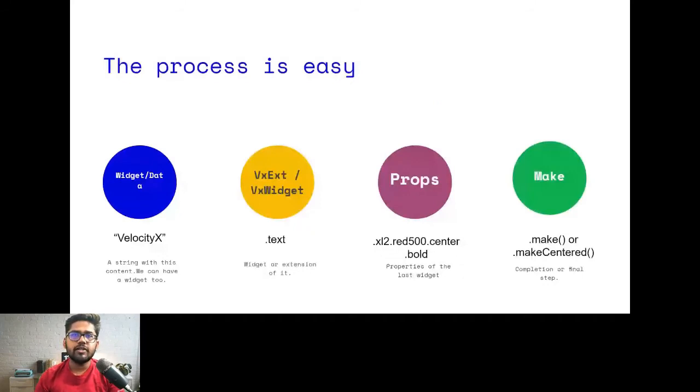So we start with a widget or data. Let's say our string is there, velocity x. Okay, and then we have to use any VelocityX widget or extension. So let's say we want to use text, so we can just say dot text, and then we can append all the properties which you want. Let's say xl2, red 500, center, and bold.